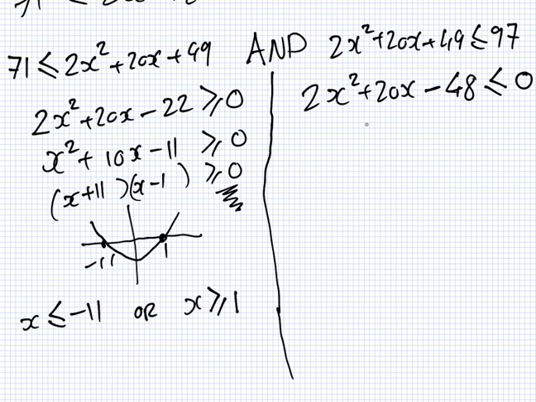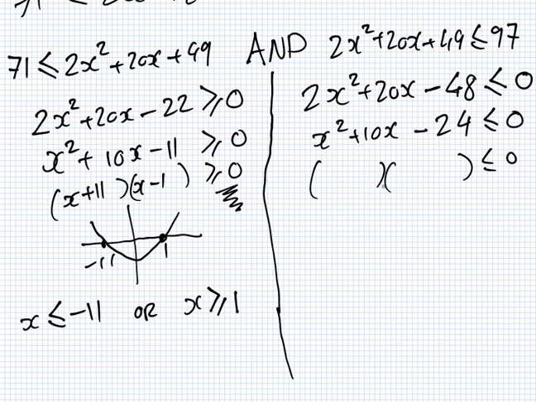Now I do the same thing here. I can divide by 2. X squared plus 10x minus 24 is to be negative. So here, let me see, 12 and 2. X plus 12, x minus 2. 2 and minus 12.